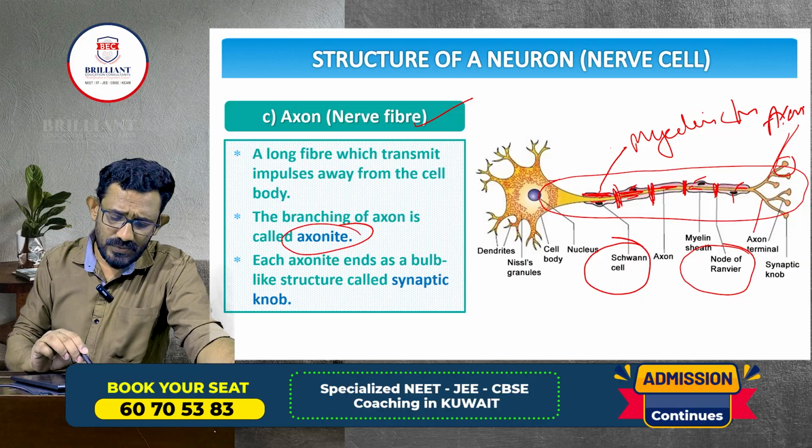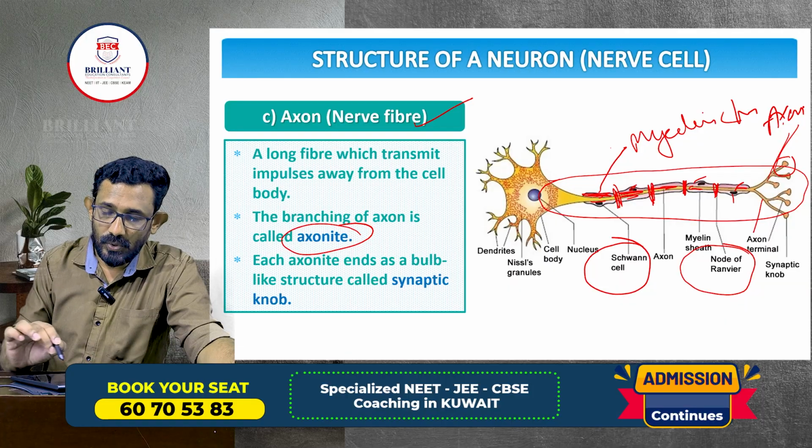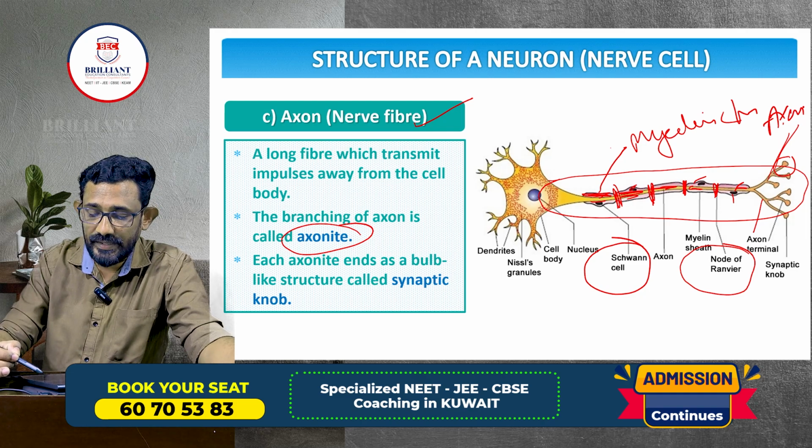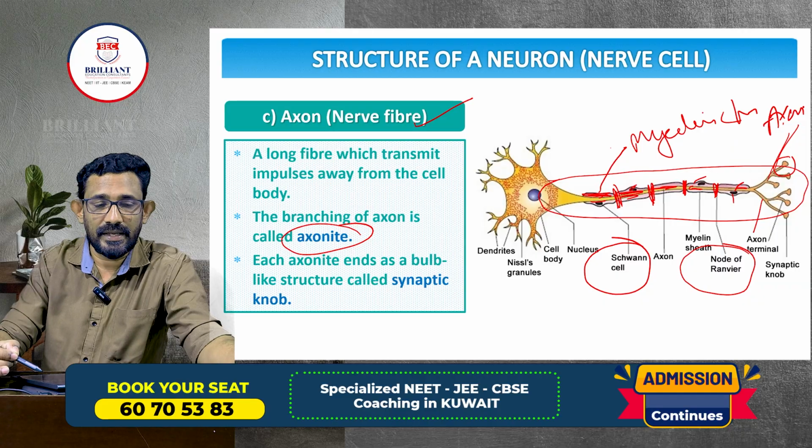Axons are the longest projections that carry impulses away from the cell body. The end portion of the axons is branched. The branched portions are called axonites. And in each axonite, the end portion is quite bulged.